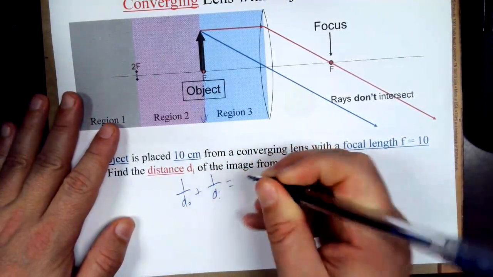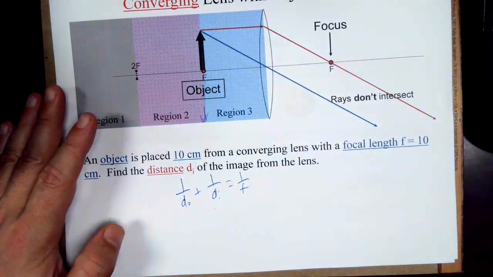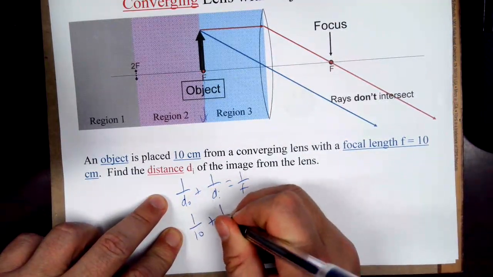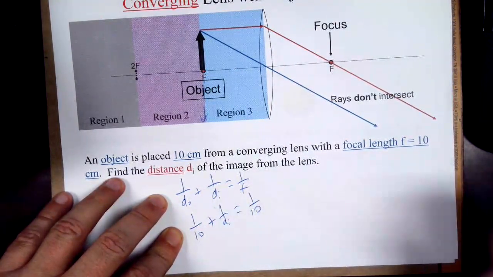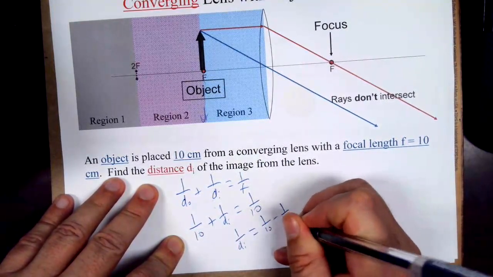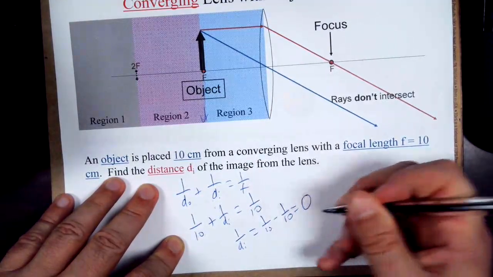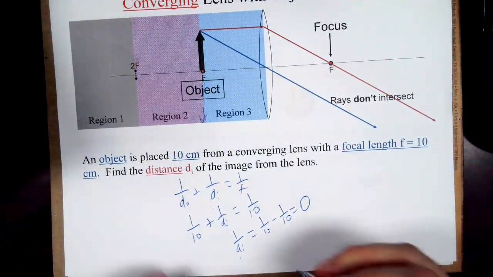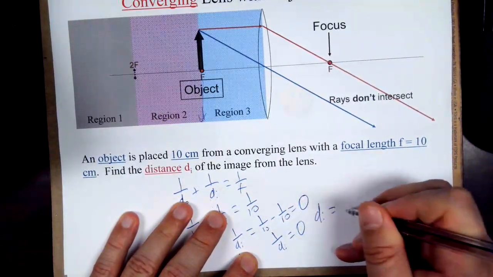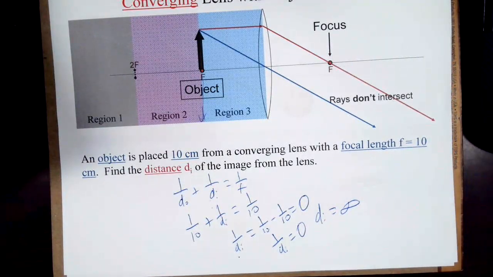So it's 1 over do plus 1 over di is equal to 1 over the focal length. So the distance of the object is 1 over 10, plus 1 over di, equals 1 over 10, and so that means this becomes 1 over di equals 1 over 10 minus 1 over 10, which is equal to 0. So if 1 over di is equal to 0, then that means di is infinity. So that means that the image never forms, so it travels off to infinity, and these rays never intersect with each other, so no image is ever formed.